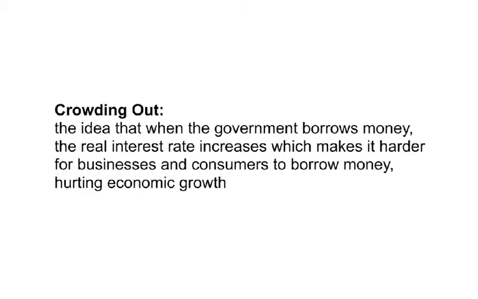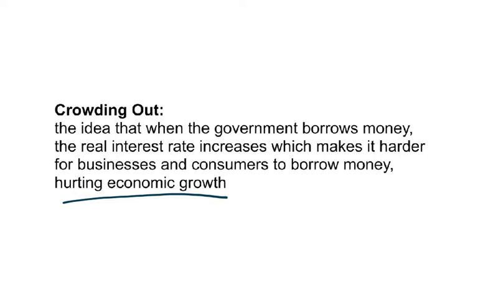This has a name, and it's called crowding out. It's the idea that when the government borrows money, the real interest rate increases. And because the real interest rate increases, businesses and consumers are going to borrow less money. It's making it harder to borrow money because now they're going to have to pay this higher interest rate. So businesses can't invest, consumers can't buy new cars, houses, etc., and that's going to hurt economic growth because that's less GDP, right? We borrow money to spend money. That's GDP, that's aggregate demand.